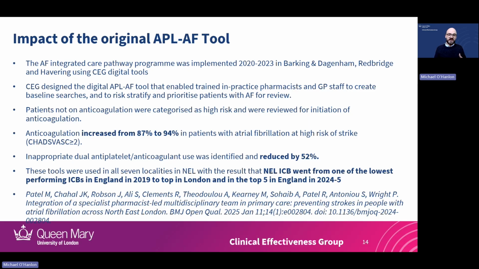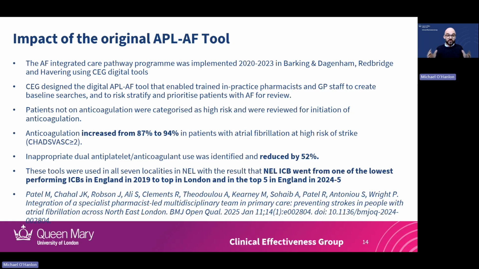So patients were categorised as high risk, who, if they weren't on anticoagulation, particularly if they had a CHA2DS2-VASc score. And over the course of that programme, anticoagulation rates increased from 87% to 94% in those with a CHA2DS2-VASc score of 2 or greater. And it also identified where there is potentially inappropriate dual antiplatelet and anticoagulant use, and that use was reduced by 52%. So a significant improvement in medicine safety.